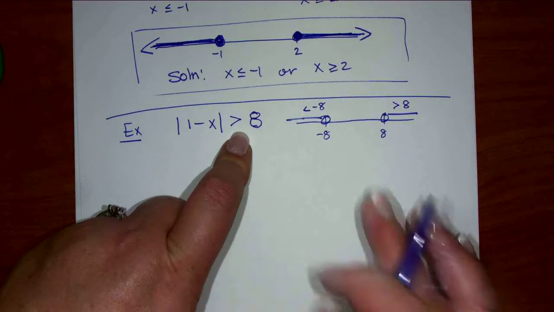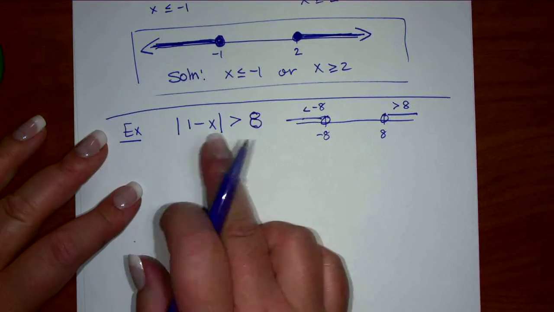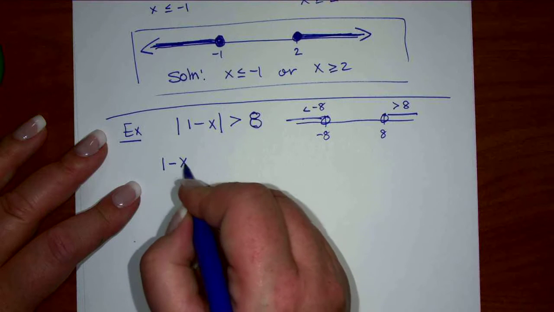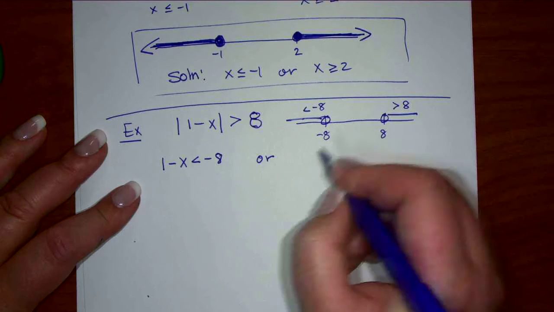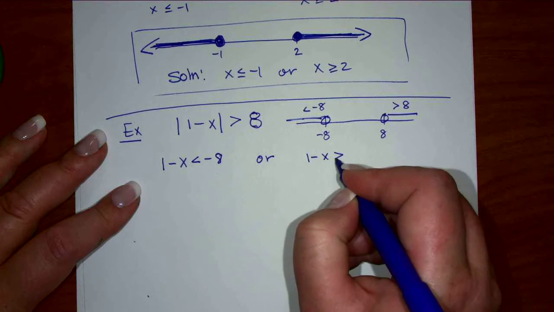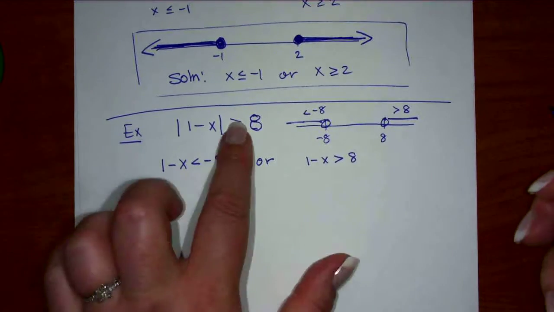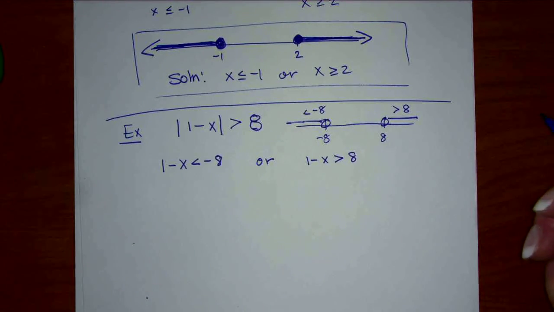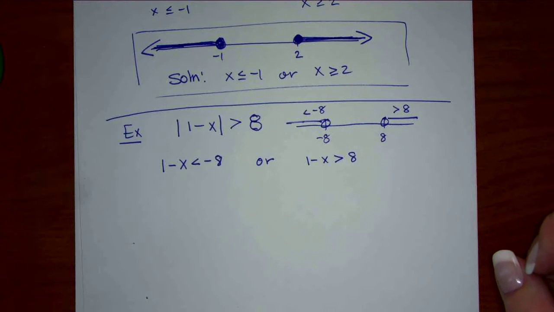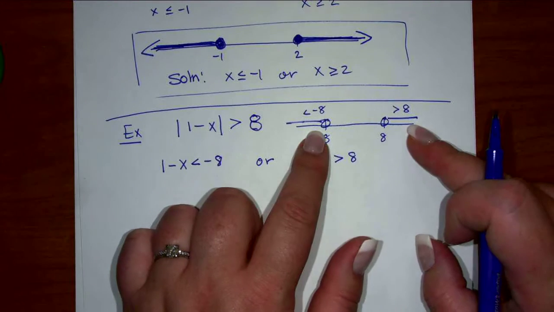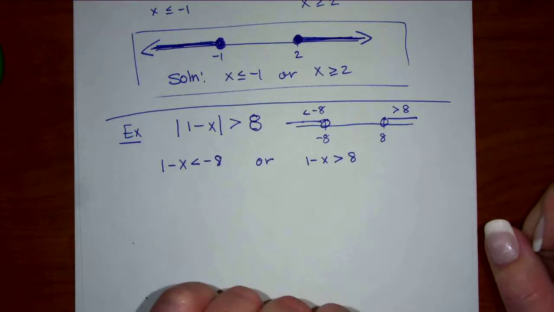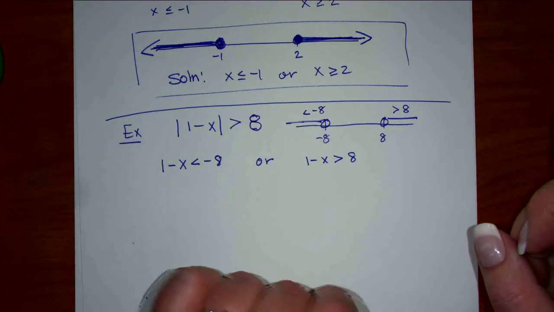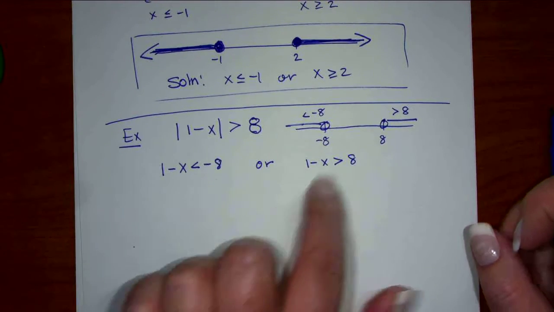So we set up our two equations. So the first equation, 1 minus x is less than -8, or 1 minus x is greater than 8. No equal signs, so we're going to have empty circles in the end. And our answer, again, should look like this, but with different numbers, not the 8 and -8. So less than and greater than.